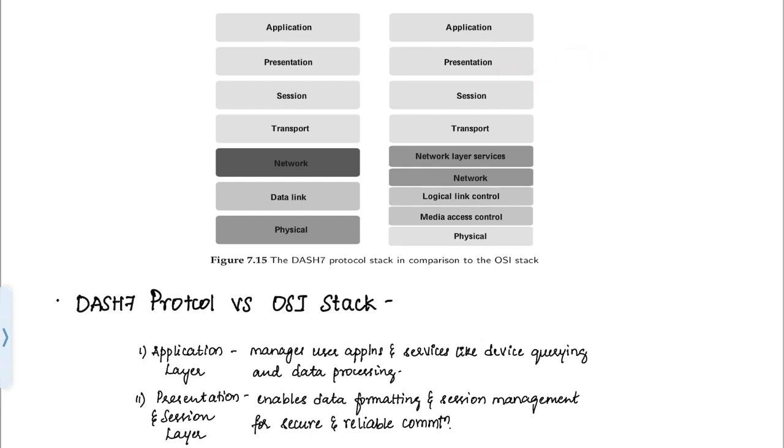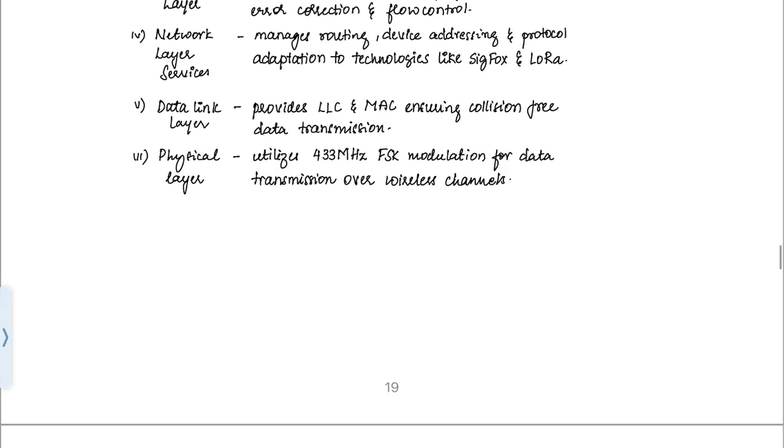Then we have the data link layer. The data link layer provides logical link control (LLC) and media access control (MAC), ensuring that collision-free data transmission is happening. The physical layer, physically, makes use of FSK modulation for data transmission over wireless channels. So here I've written down all the points.